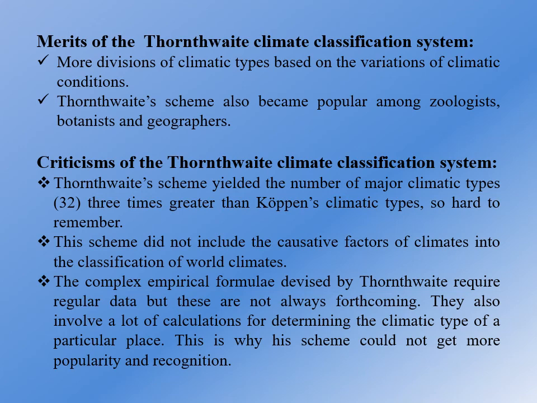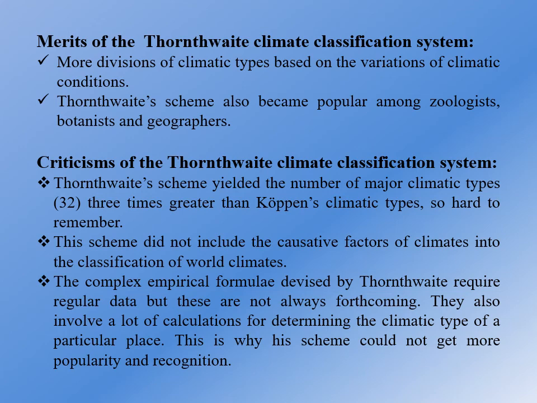Now, if you look at the limitations or criticisms of the Thornthwaite classification scheme, it yielded major climatic types of 32 different varieties. So often people find it hard to remember all these 32 types. The scheme did not include the causative factors. Again, the Thornthwaite classification scheme is a result of an empirical approach. It is not a genetic approach classification scheme.